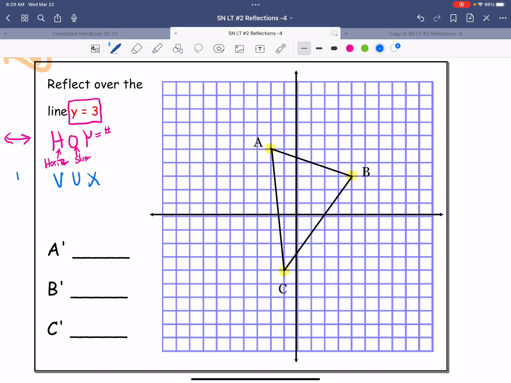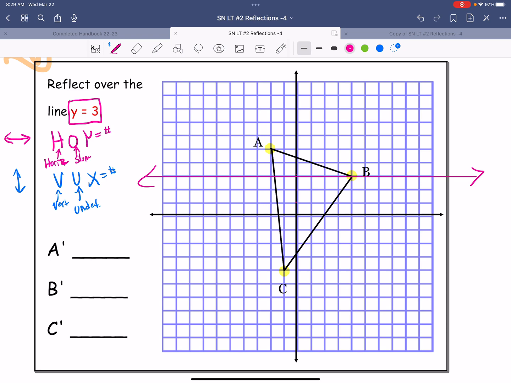VUX, in comparison, will be a vertical line, where the U stands for an undefined slope, and its equation is x equals a number. So if I had x equals -2, I would know that that's a vertical line. In this case, it's a horizontal line, y equals 3, 1, 2, 3. And so that is the line that we're going to reflect over. So pause the movie, try that on your own, and press play when you are finished.